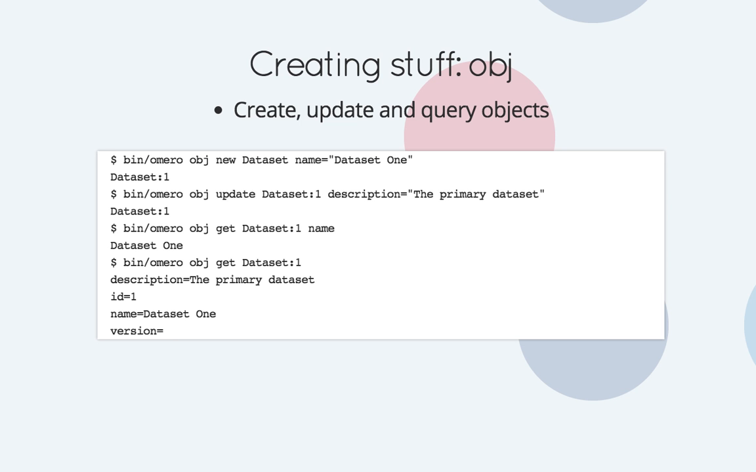We can use update, in this case on that dataset, to add a description to the dataset. Get will get the value of an individual field, here it's the name, and then get without a field specified will get all the relevant top level items. So in this case it's the description, the ID, the name and the version. It doesn't get the more nested information such as the details of ownership and the like, although that could be drilled down to using HQL, which I'll mention later on.